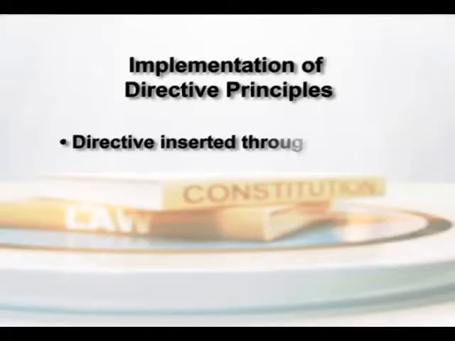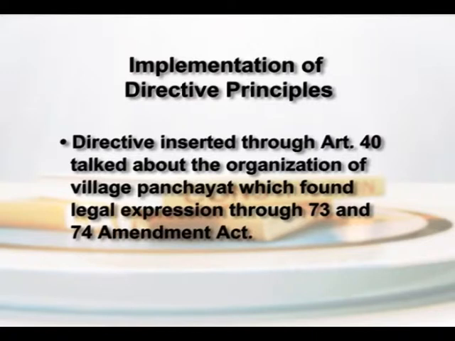Directive principles of state policy have been found most effective in the area of implementation of local self-government. The directive inserted through Article 40 talked about organization of village panchayats. This directive found legal expression through the 73rd and 74th Amendment Acts. Part 9 and Part 9A were inserted in the Constitution. Part 9 deals with panchayats, containing Articles 243 to 243O, and Part 9A relates to municipalities, containing articles from 243P to 243ZG. Through these acts, the units of local self-government have been made more representative.